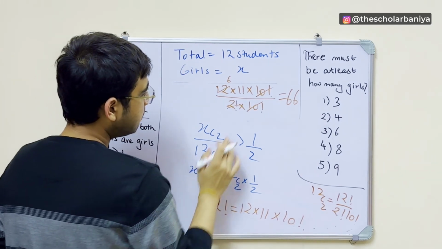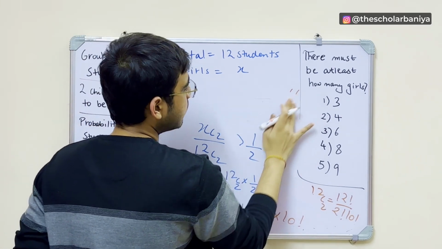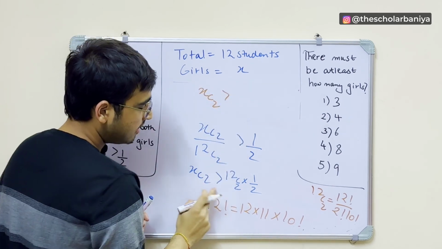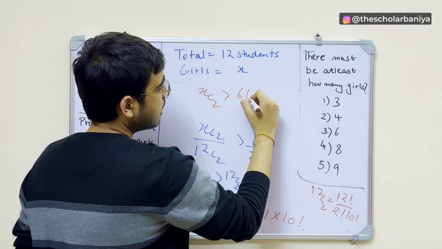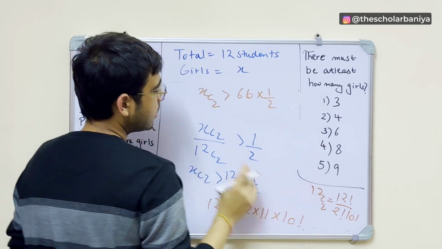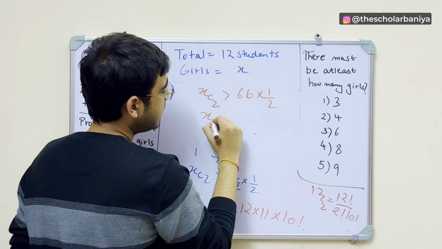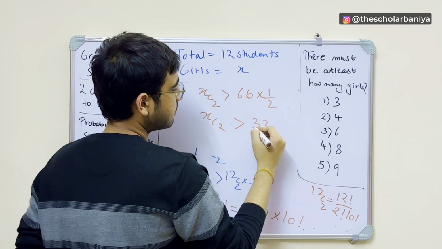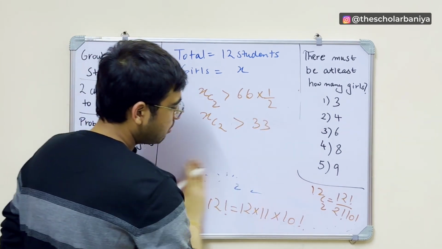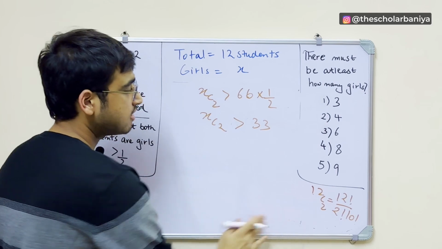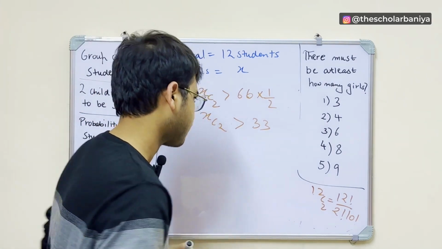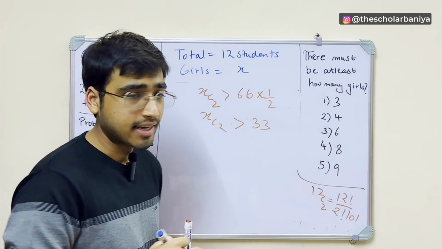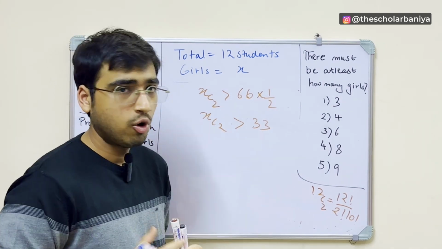So what does this become? This basically becomes xC2 is greater than 66 into 1 upon 2. That means xC2 is greater than 33. I hope this is also pretty basic, makes complete sense, right? Okay. Now tell me one thing, we have to find the value of x, right? This is the equation that we have got.